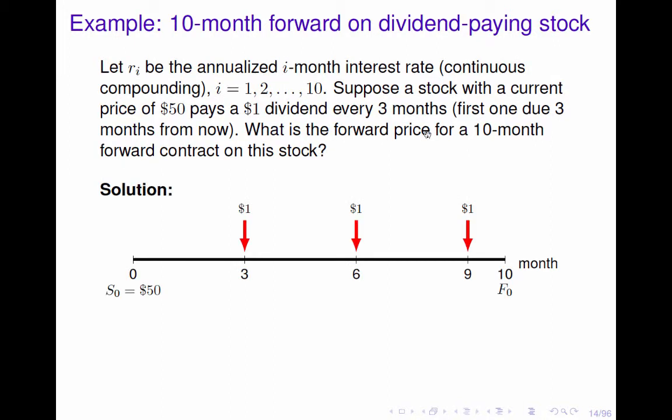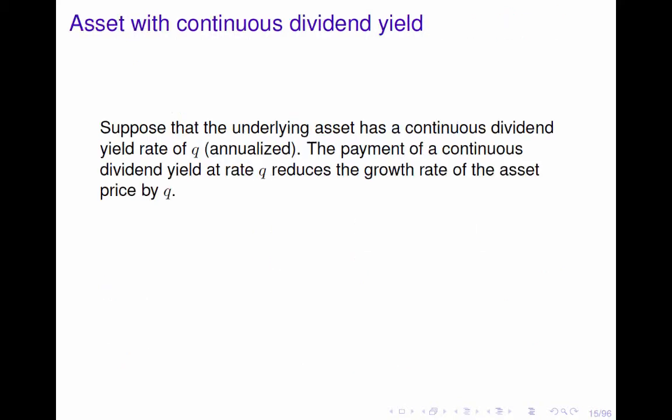Throughout the 10 months, the stock will pay dividends 3 times at month 3, month 6, and month 9 respectively. Let Ri be the annualized i month interest rate. We get the present values of the 3 dividend payments. Subtract them from the current stock price $50 and divide by the discount factor from now till month 10, we obtain the forward price F0. In this example, the stock pays discrete dividend.